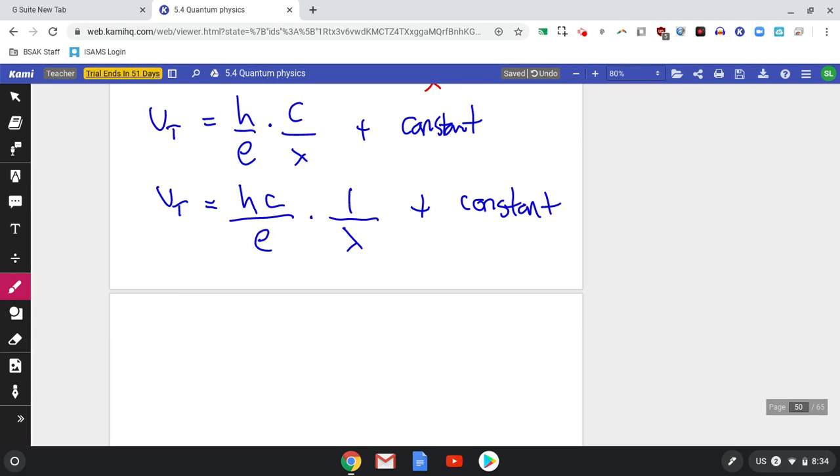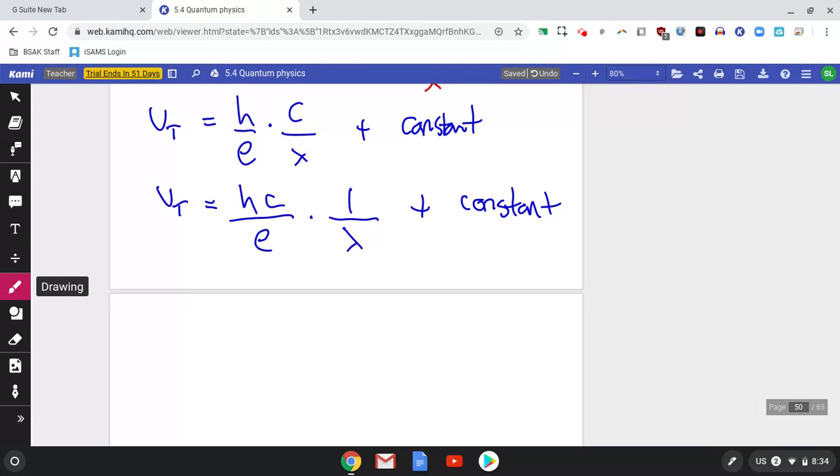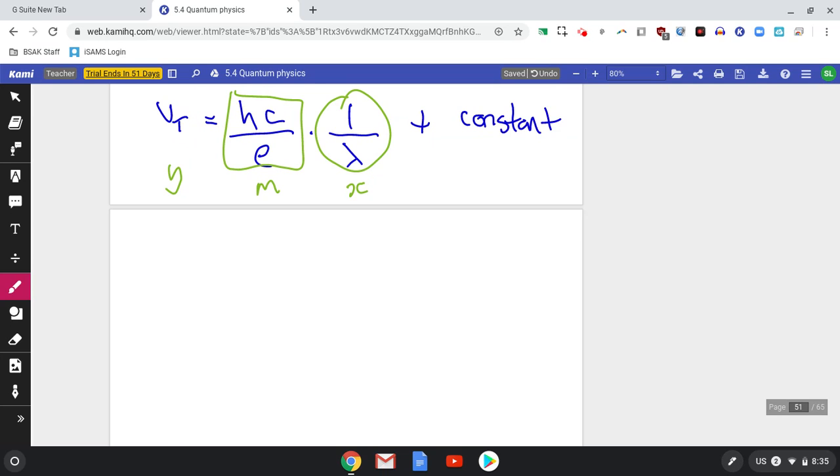Now, what are we plotting? Okay, what are we plotting? Should be fairly obvious now. Vt is on the y-axis. Now this is what I want you to plot on the x-axis, which means that this here, hc over e, is the gradient. Now h is the Planck constant, c is the speed of light, and e is the charge on an electron. So if you know the gradient, we've got a value for c, we've got a value for e, we can find the Planck constant. Should be fairly straightforward.